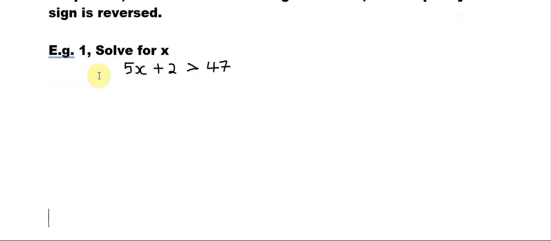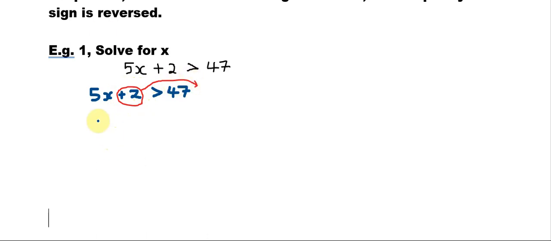So let's look at example 1. Solve for x. We have 5x plus 2 is greater than 47. So let's restate our problem: 5x plus 2 greater than 47. Again, as we said earlier, it's the same procedure to solve for x in this inequation. So we will transpose that positive 2, that addition of 2, to the other side of the inequation.